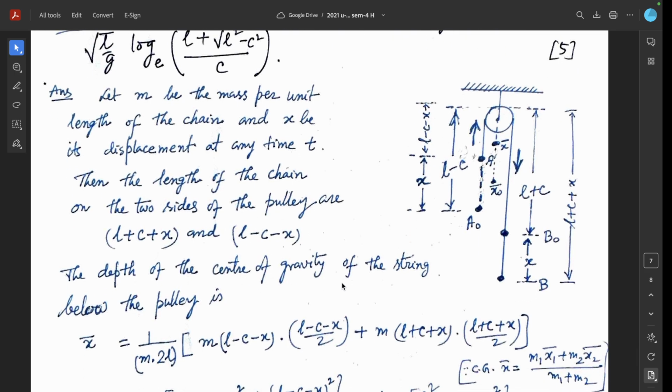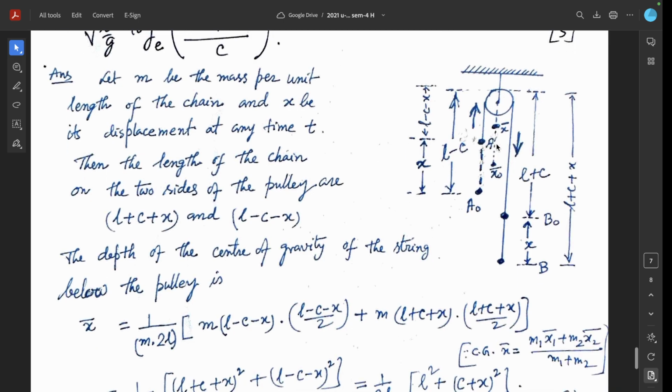The depth of the center of gravity of the string below the pulley: x0 bar is the initial center of gravity of this chain, and x bar is the center of gravity at time t. We use the formula x bar equal to m1 x1 bar plus m2 x2 bar, whole divided by m1 plus m2. So m1 plus m2 is equal to twice L into m. L is the total length of this chain, and m is the mass per unit length.